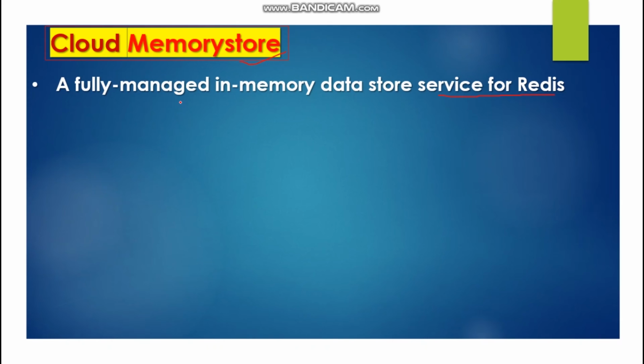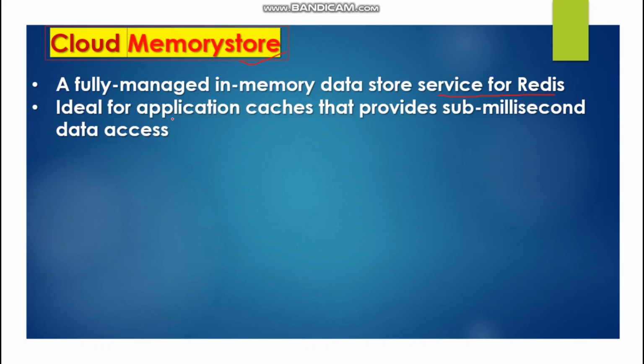And you know what? When you have an application that makes very frequent calls to the database, in those cases, you can use this kind of memory store service where you don't have to hit the database again and again for getting the same data. It will be cached in memory. Every time you go with the same query, the data set will be returned from memory, right? So it's ideal for application cache that provides sub-millisecond data access.